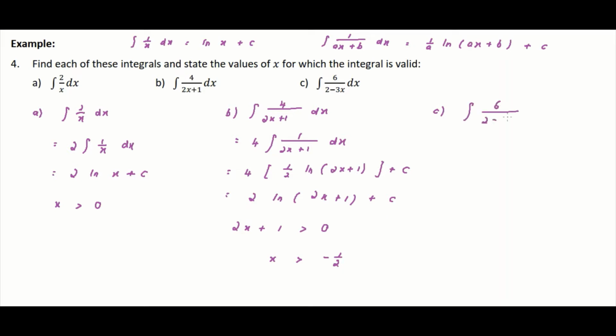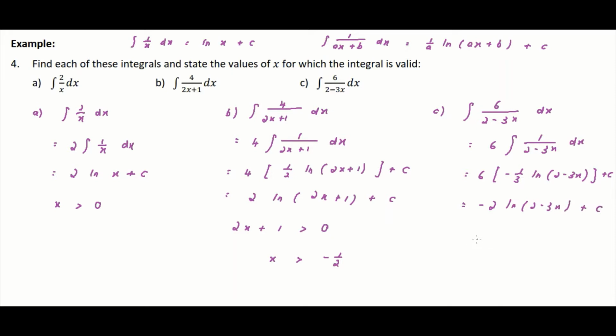Okay, C, 6 2 minus 3x dx. So same step, try to bring out your constant. Okay, differentiate your denominator. So in this case, what you get, negative 3, and divide by negative 3. Okay, that natural log your whole denominator. All right, and then plus c. So what you get, negative 2. Okay, and then natural log 2 minus 3x plus c.